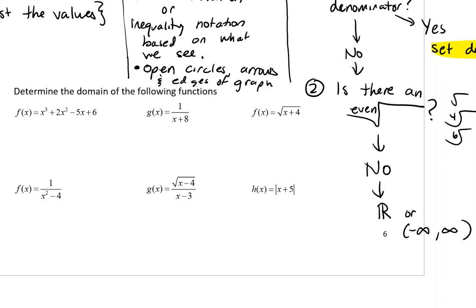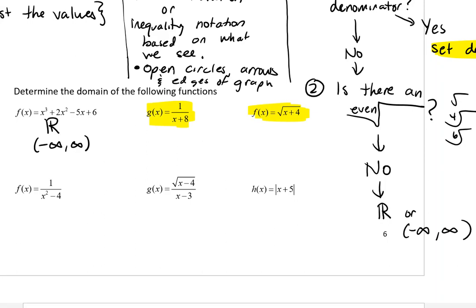All right. So on this first one with f of x, are there any x's in the denominator? No. Do I have any even roots? No. So this one is all real numbers. Very easy. I'm going to leave you g of x and this f of x to do on your own. So this one and this one you do on your own.